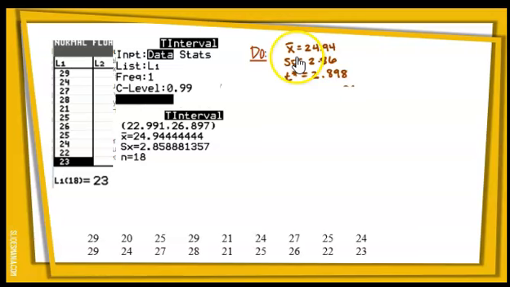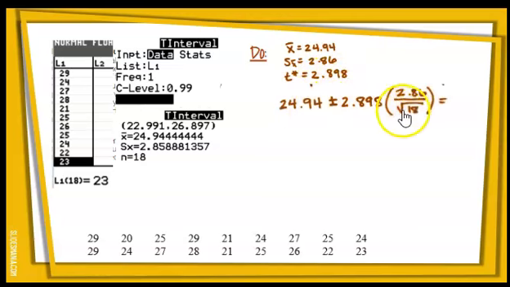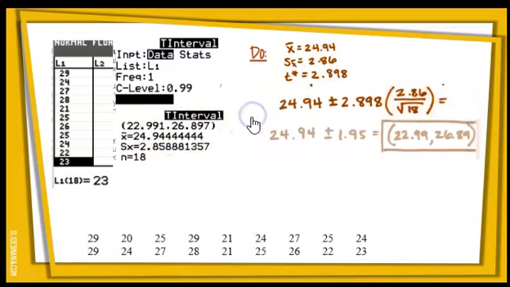So now I know that X bar is 24.94, and I know that S is 2.86. T star, I have to find the old fashioned way, but I did that. T star is 2.898. Then I can show my work. I can build the equation, but I already have the answer. It's right there. So I can then just show my answer like such.